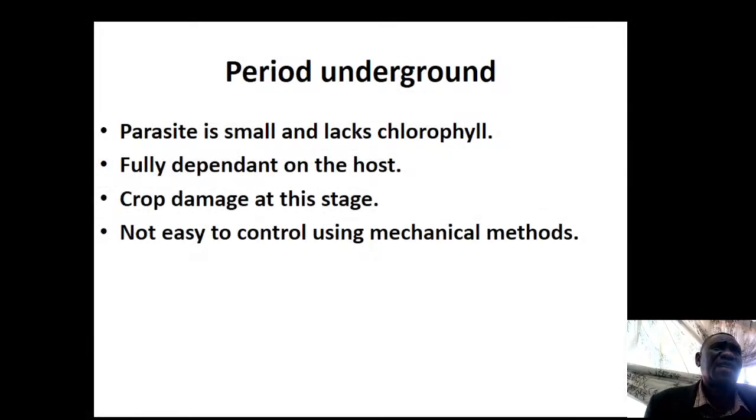Now, during the period underground, the parasite is small and lacks chlorophyll. It is fully dependent on the host. In other words, that is the time when it can cause serious damage. You cannot control it using mechanical methods because you cannot see it. That's why it is difficult to control.